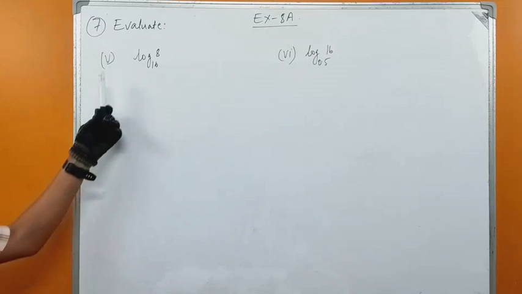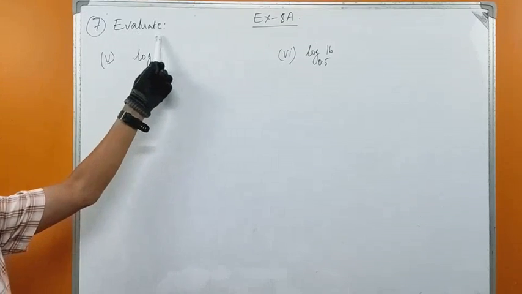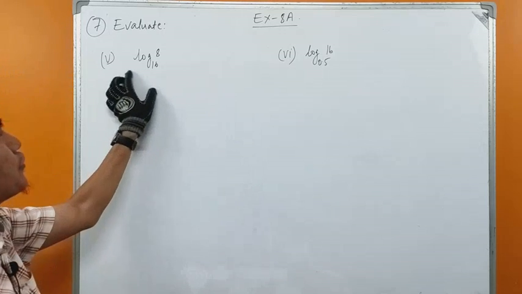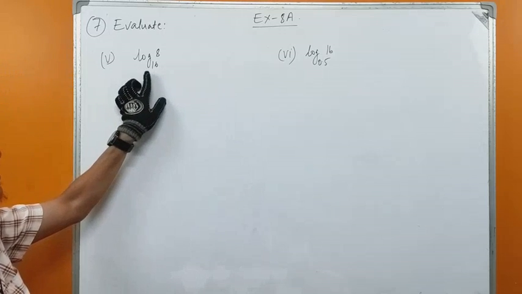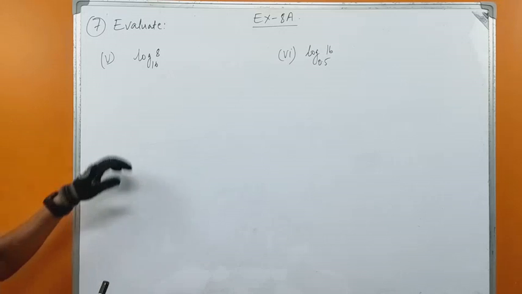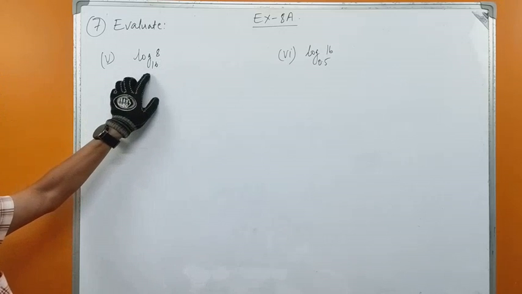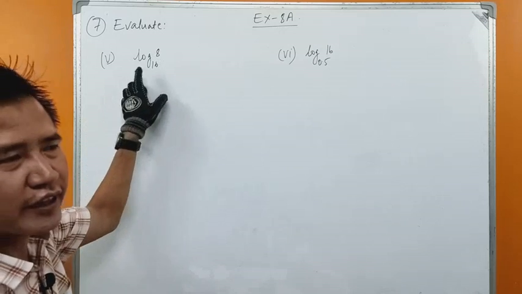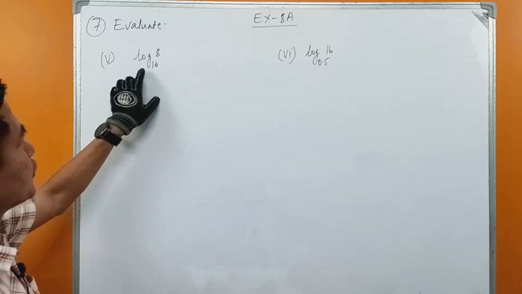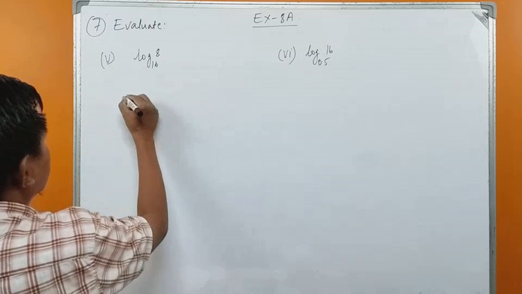Question number 5 of 7 and question number 6 of 7. We are asked to evaluate. Evaluate means we are asked to find the value of this, isn't it? Simplest value. Okay, so log 8 to the base 16. To solve this, we need to change this into exponential form. This is in logarithmic form. We need to change this into exponential form. So let this be x.